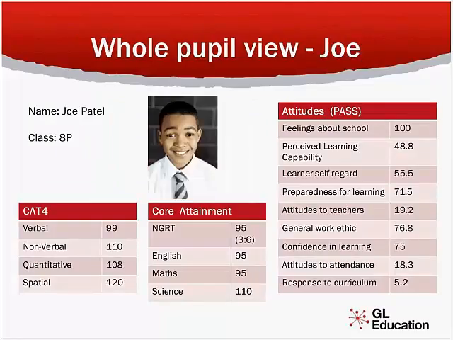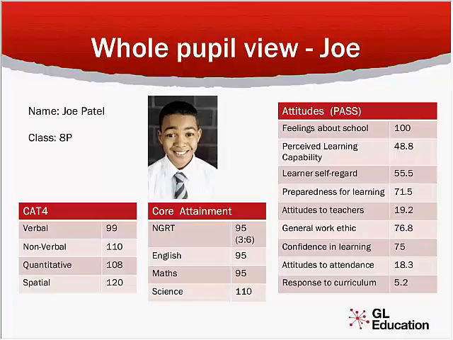Let's look at an example of Joe. So Joe Patel. Joe's a secondary age student, so he's in year 8, grade 7. And you can see that Joe's scores are a fair bit lower than Daisy's.